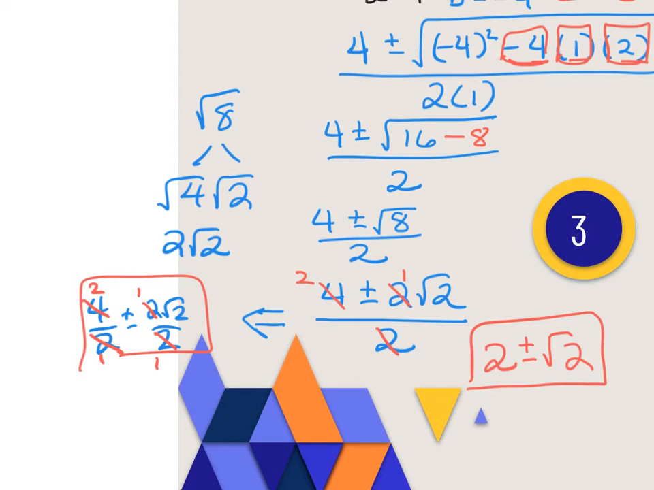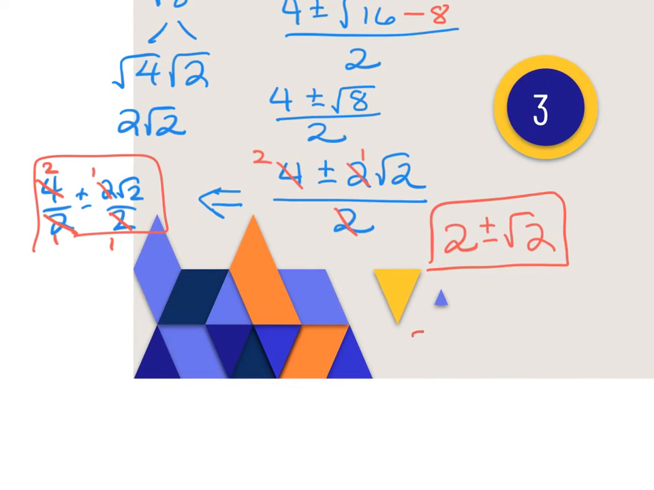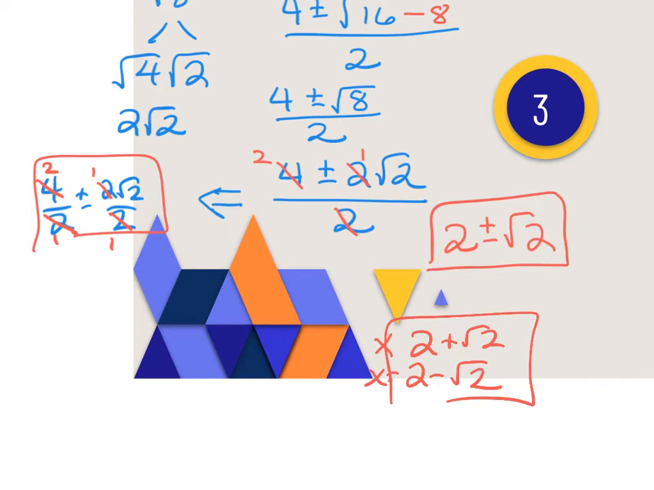And again, when you're going to key it in a WebAssign, you'll pull it apart. You would enter it as a 2 plus root 2 and a 2 minus root 2. That's what x equals. Let's try another.